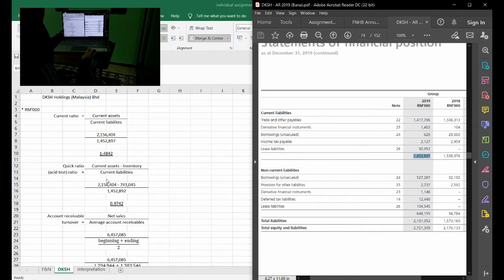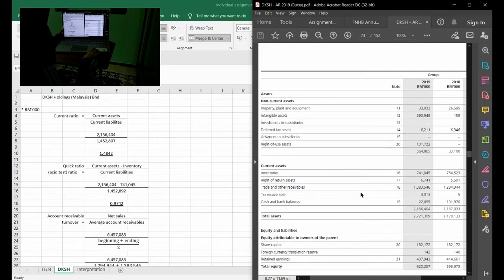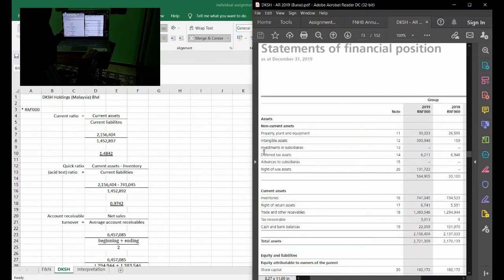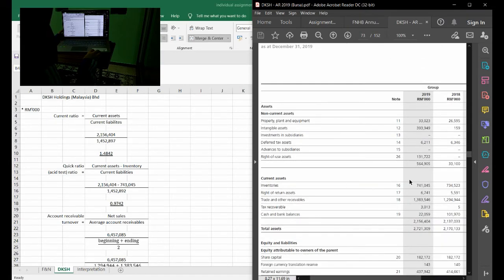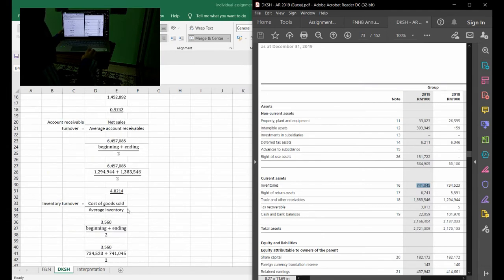Quick ratio, the inventory will be in the statements of financial position. Inventory is here, 741,045 ringgit, and the final answer for quick ratio is 0.9742.